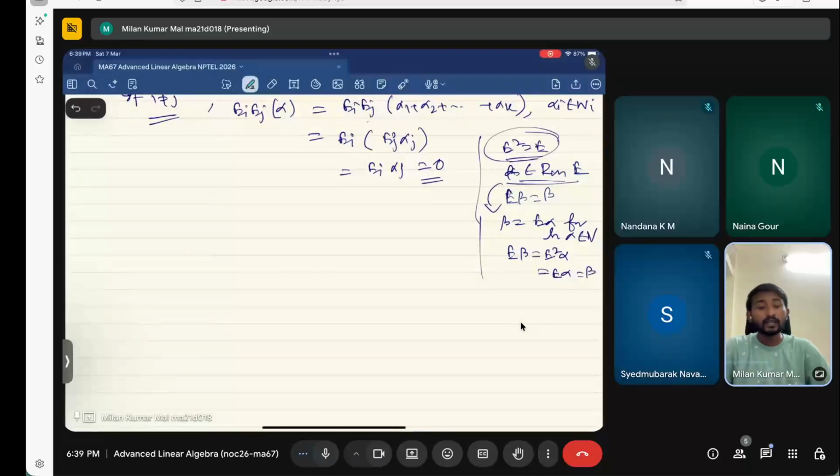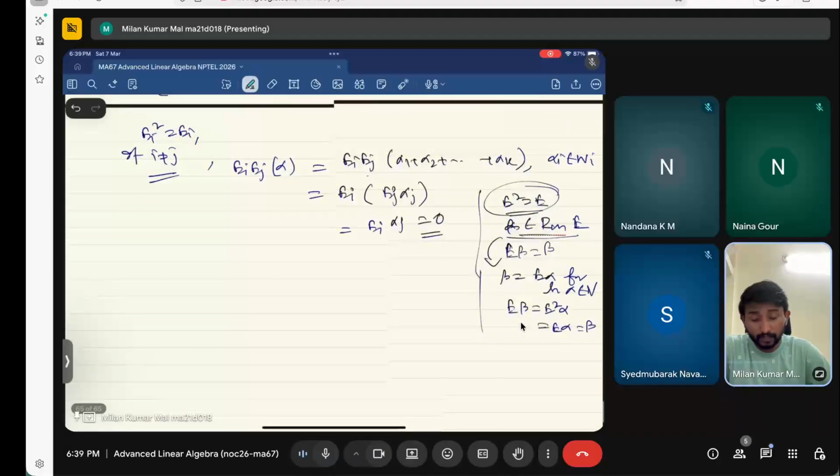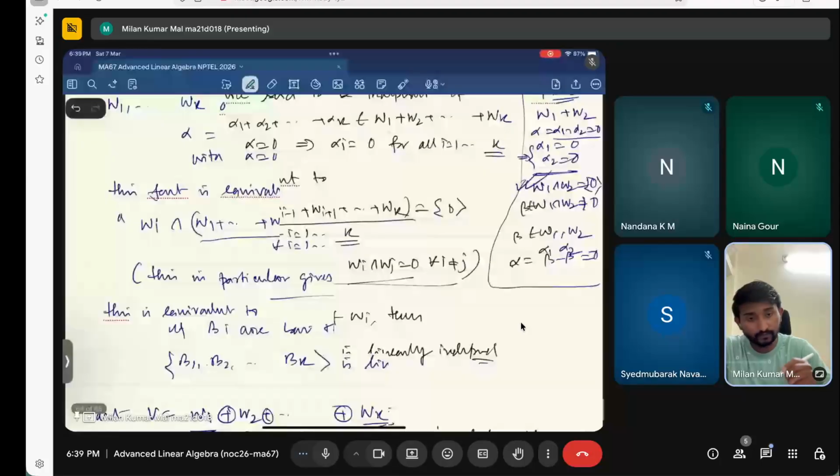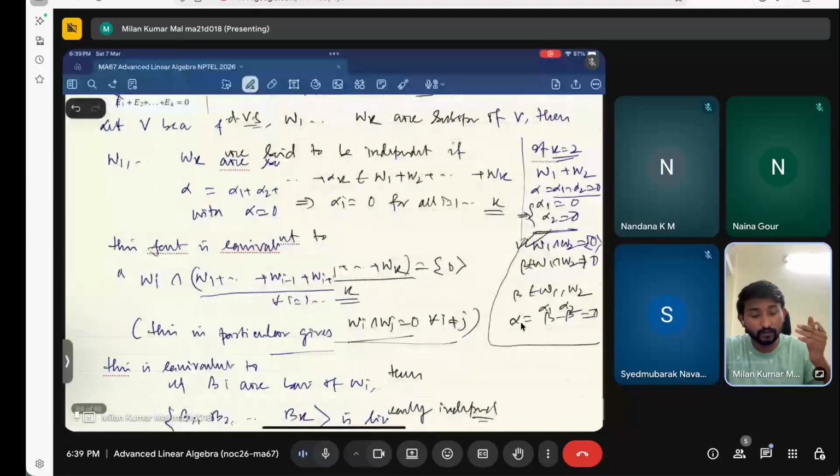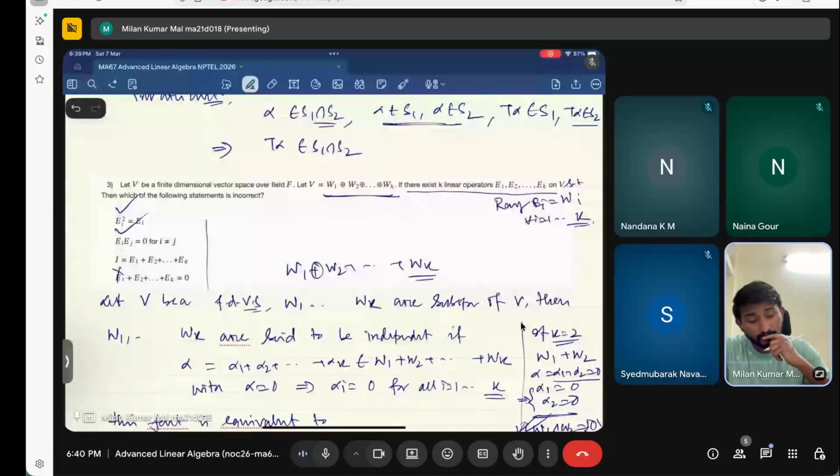So a projection will map every element in the range to the element itself, and every element in the null space to 0. And the range and null space direct sum is the full space. This is a little interesting. So the first two options are incorrect. Clearly, this first option is correct. This is correct, because a projection is a linear operator on V such that E square equals E, and the range is this.